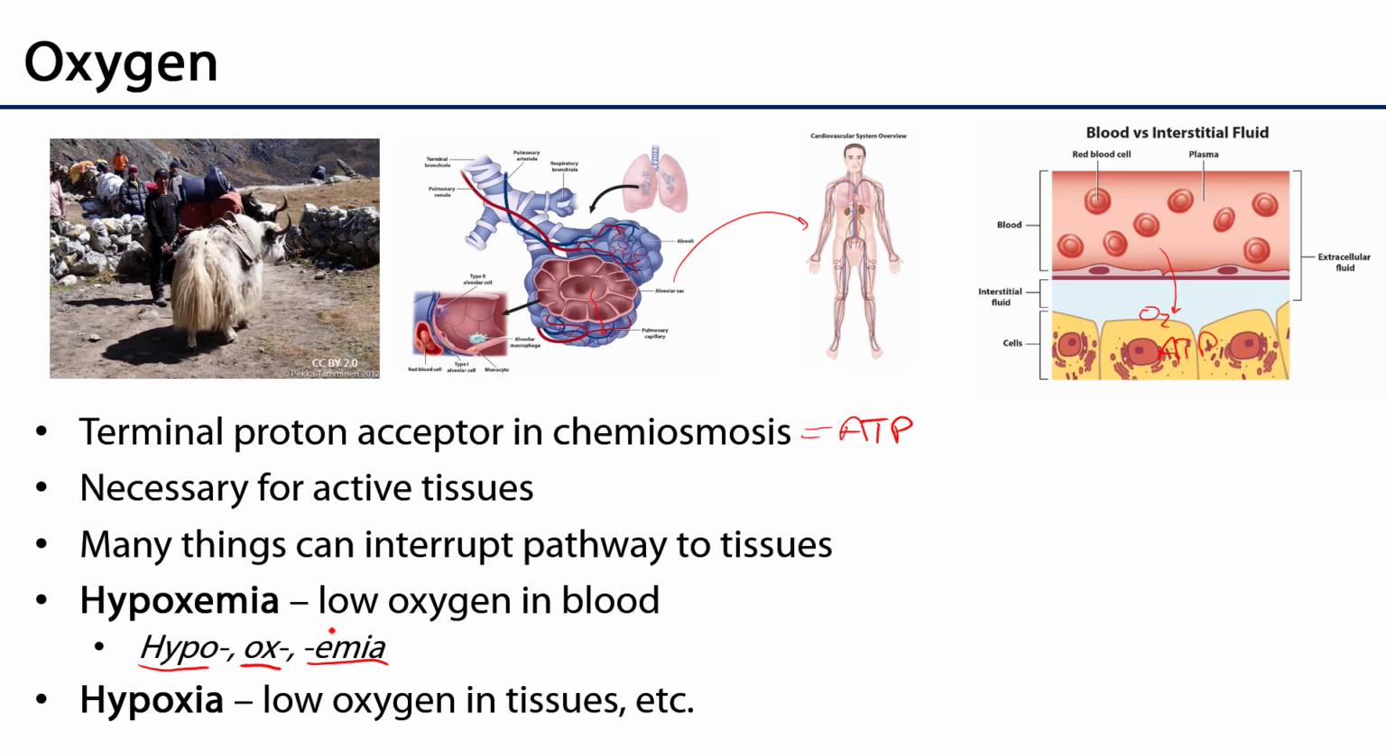A related word, hypoxia, is a low level of oxygen, and we usually use this to describe a low level of oxygen in the tissues, but it might be used to describe a low level of oxygen in the body. Sometimes it's used as a synonym for hypoxemia, and sometimes we might describe an environment or a person in an environment with low oxygen as hypoxic.